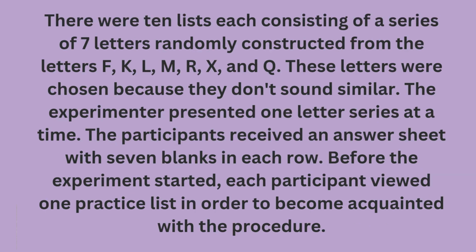There were 10 lists, each consisting of a series of 7 letters randomly constructed from the letters F, K, L, M, R, X and Q. These letters were chosen because they don't sound similar. The experimenter presented one letter series at a time. The participant received an answer sheet with 7 blanks in each row before the experiment started. Each participant viewed one practice list in order to become acquainted with the procedure.